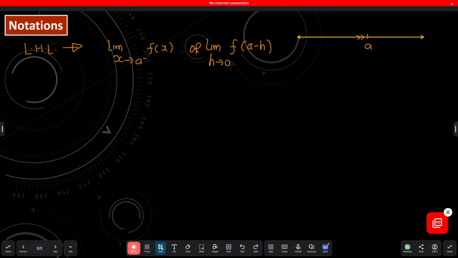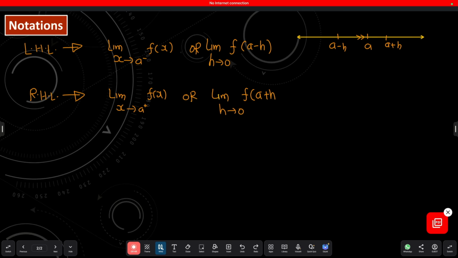Then what about the right hand limit? In the right hand limit also there are two notations. One will be limit x tending to A plus, f(x). A plus means the right hand limit, approaching A from the right side. Or limit h tending to 0, f of A plus h, approaching A from the right side. Here it is A minus h and there it is A plus h. So either use this or this, no issue.